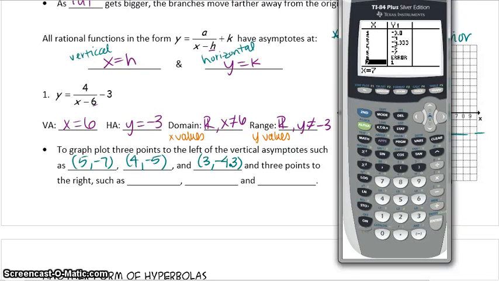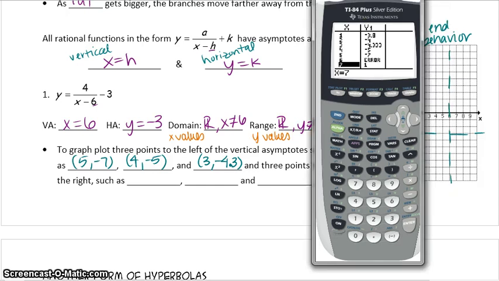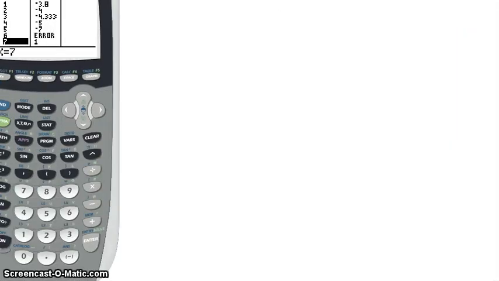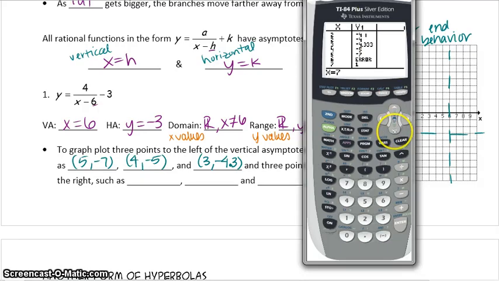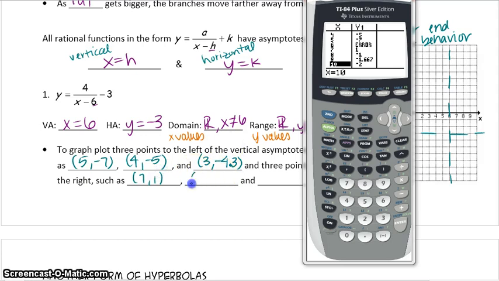Alright, welcome back. So, we have our first 3 points to the left of our vertical asymptote. But now we have to find 3 points to the right. So, if our asymptote is at 6, we want to find our point at 7, 8, and 9. So that'll give us the point at 7, that is 7, 1. 8 is 8, negative 1. And 9 is 9, comma, negative 1.7, and that's fine with me.